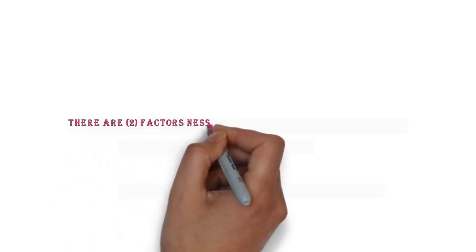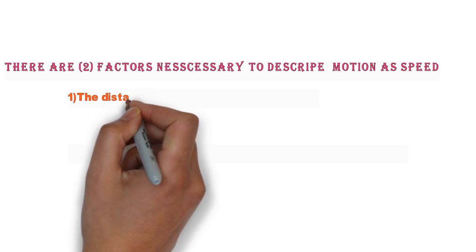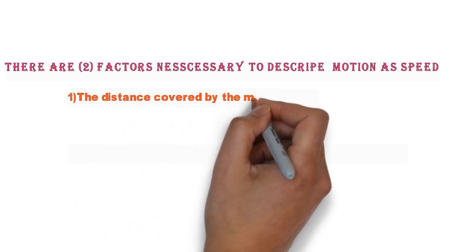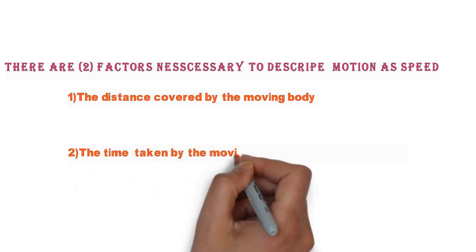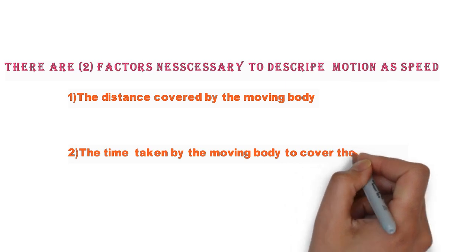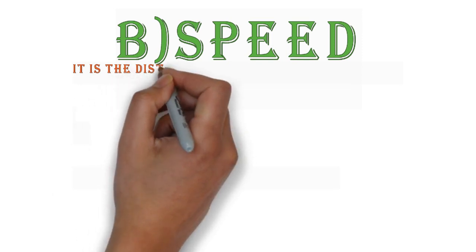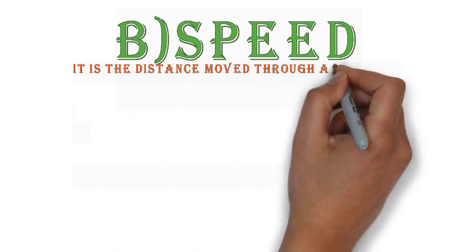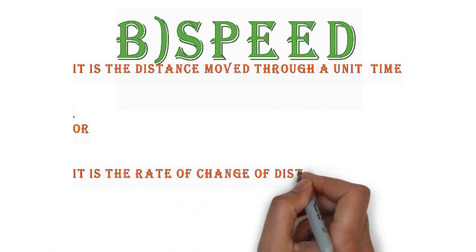There are two factors necessary to describe motion as speed. They are, first, the distance covered by the moving body. Second, the time taken by the moving body to cover the distance. Second, speed. What is meant by speed? It is the distance moved through a unit time, or we can say it is the rate of change of the distance.